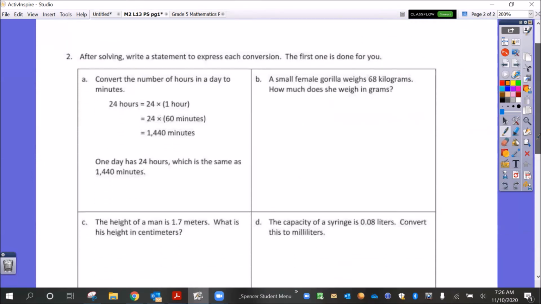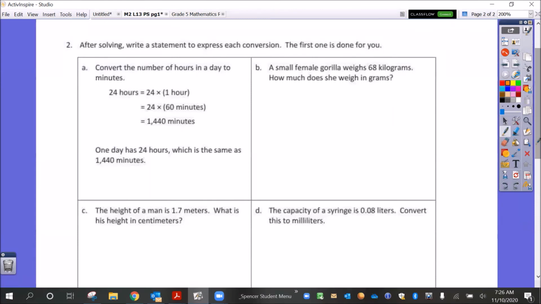All right, let's go to the back page and see what's going on. All right. So it says after solving, write a statement to express each conversion. The first one's done for us. So it's like how we respond to a word problem.